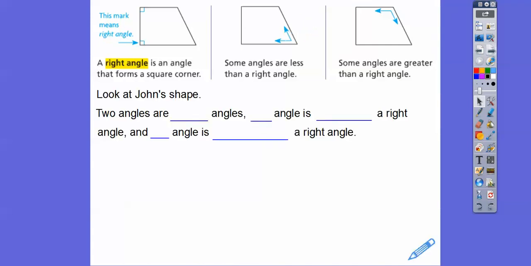All right, so let's look at John's shape again. Two of the angles are right angles. Now let's answer this part: how many angles in John's figure are less than a right angle? Just this one right here. We have these two right angles, one that's less than a right angle, and one that's more than a right angle. So that's what goes in those two blanks.